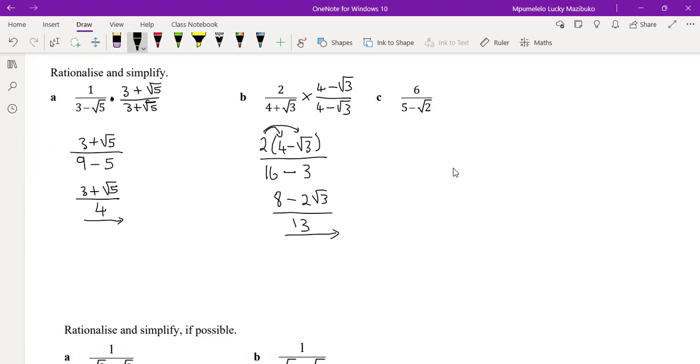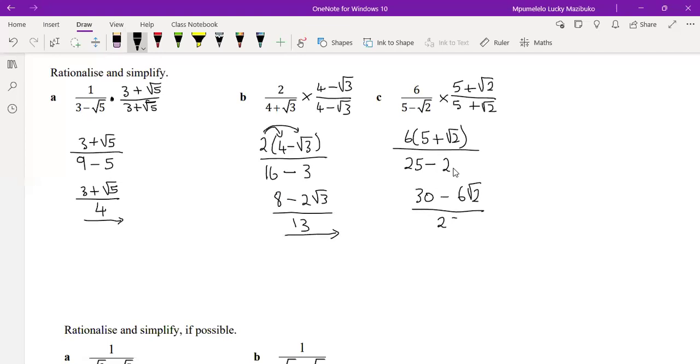All right, this becomes very simple as we do more. Okay, let's do the last one for these ones. Multiply by 5 plus root of 2 divided by 5 plus root of 2. This will basically give you a 6 open bracket 5 plus root 2 divided by 5 squared, which is 25, difference of 2 squares, remember, minus square root of 2 squared is 2. So you distribute that, you will get 30 minus 6 root 2 all over 23. And there you go, you're done.